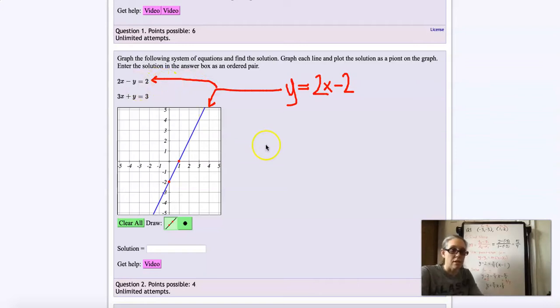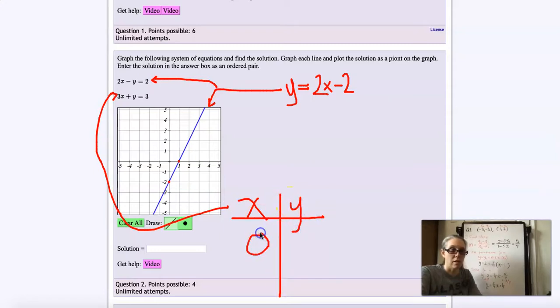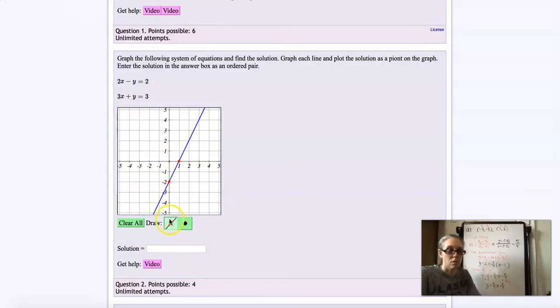Another way you can graph a line is to use intercepts. For this second one right here, let me use this method, where you take your x and your y, you plug in 0 for x, and you plug in 0 for y. If you plug in 0 for x, you end up with y is equal to 3. And if you plug in 0 for y, you have 3x equals 3, which means that x is equal to 1. So now I have the points 0, 3, and 1, 0. 0, 3 is this point right here, and 1, 0 is this point right here.